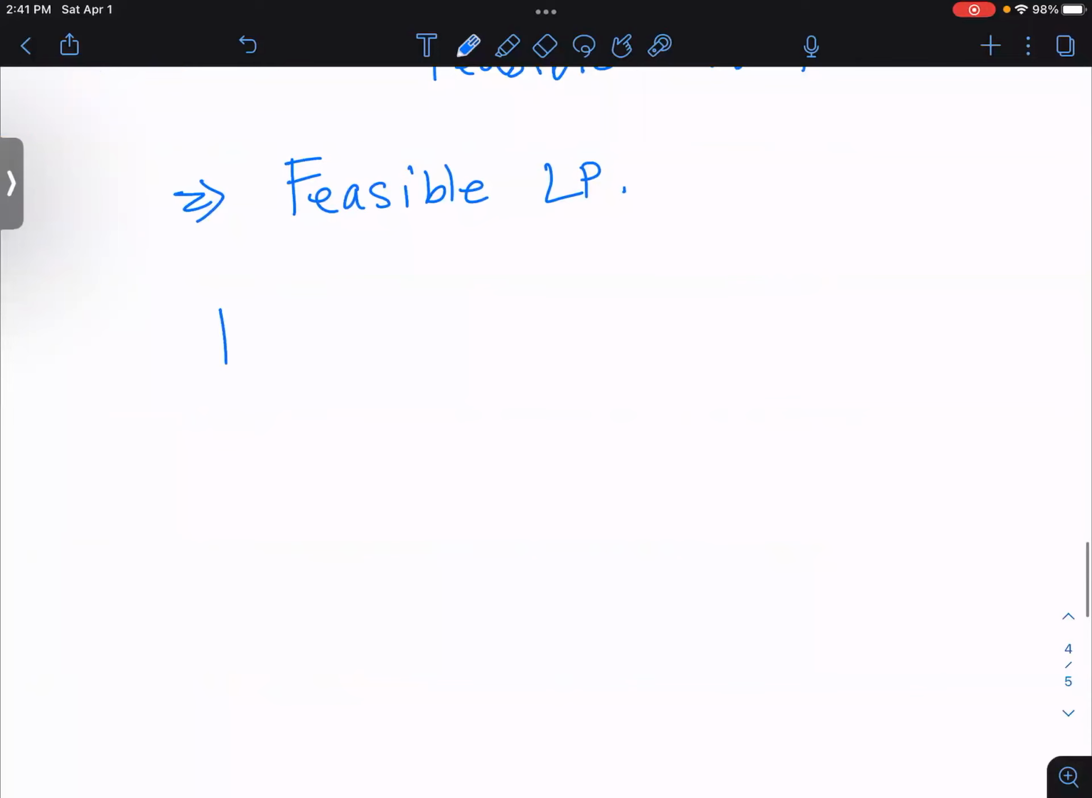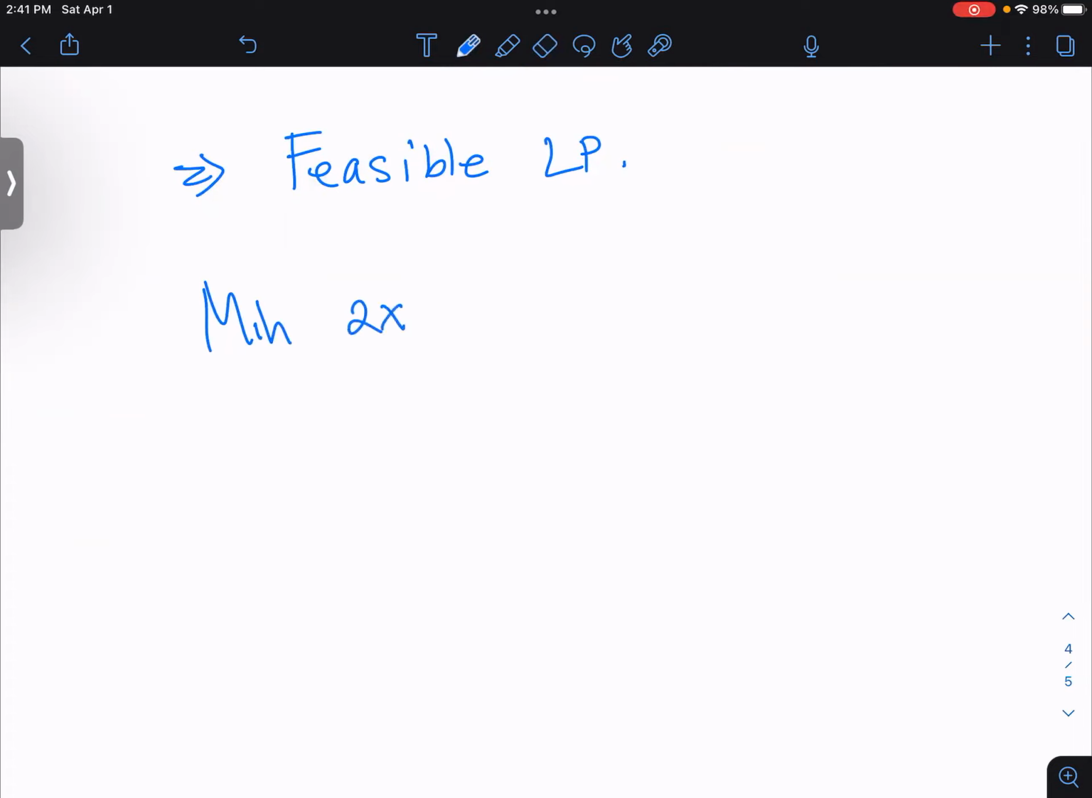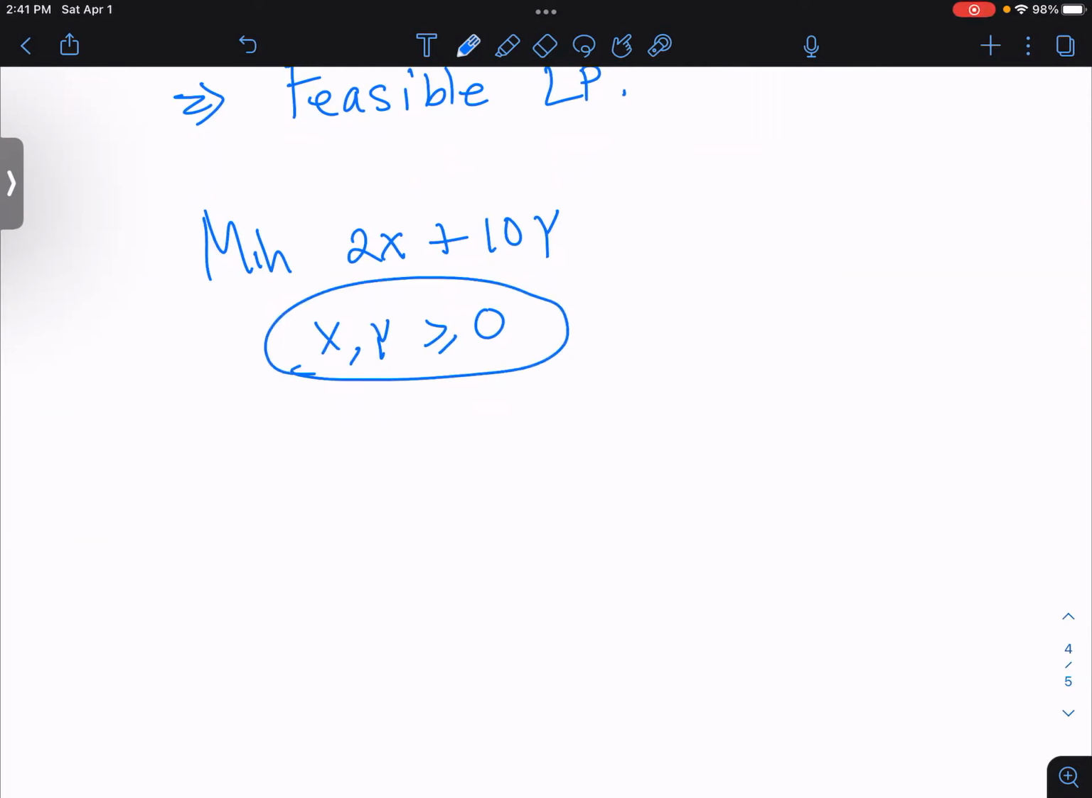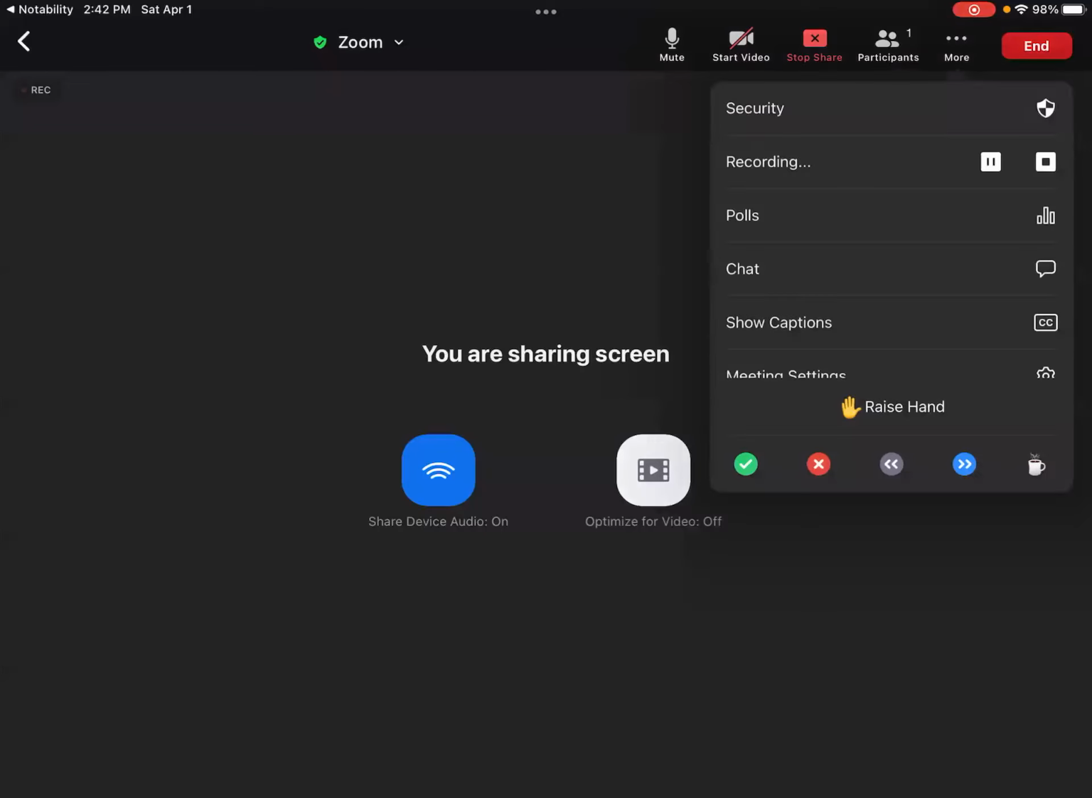And similarly, the other problem that we did was min 2x plus 10y, x comma y greater than or equal to 0. So again, there is only one constraint for x and one constraint for y. So the question of contradicting each other does not even come up here. So this problem is going to be feasible as well. All right, so I hope this was useful. In the next video, I'm going to explain how you can tell whether a problem is unbounded or not.